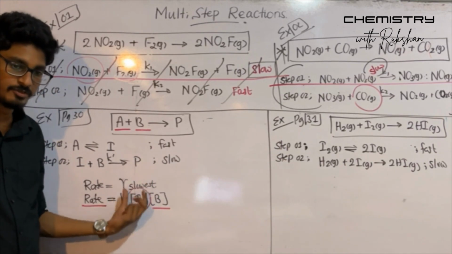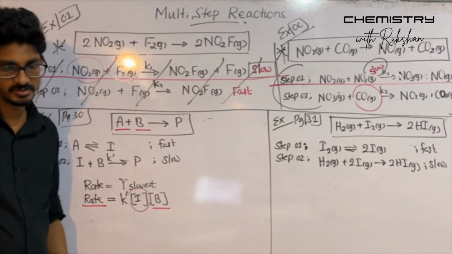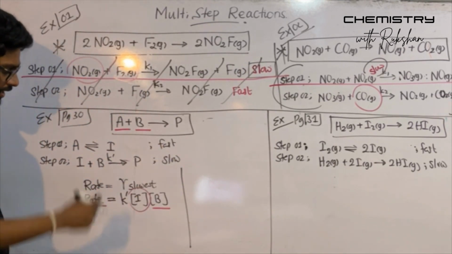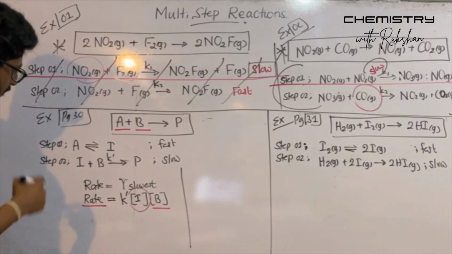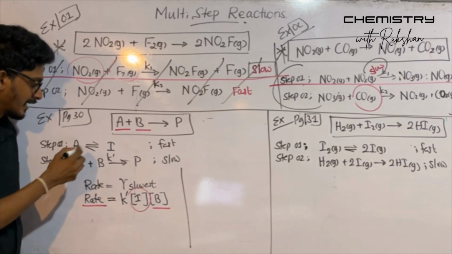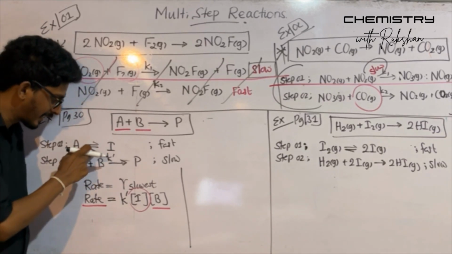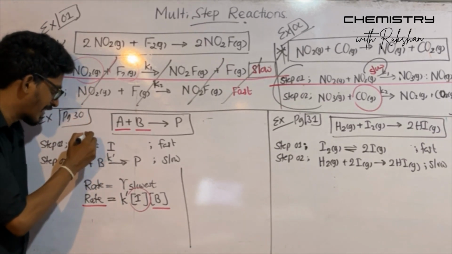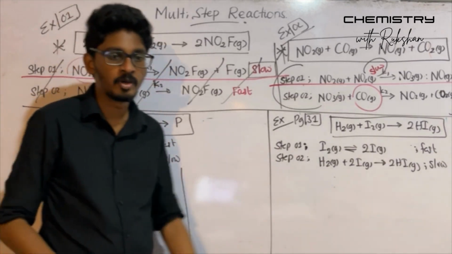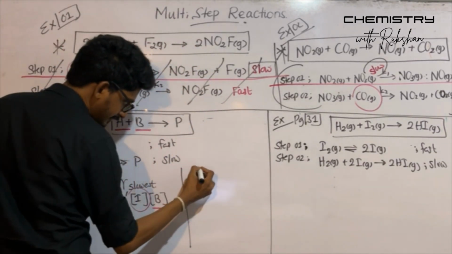Even though the slow step gives you this, it can't be the finalized answer. So you have to get rid of the intermediate. For that, we can use the equilibrium concept, right? As this step is an equilibrium, you can put this as Kc, the equilibrium constant in terms of concentrations. So you can write the Kc.